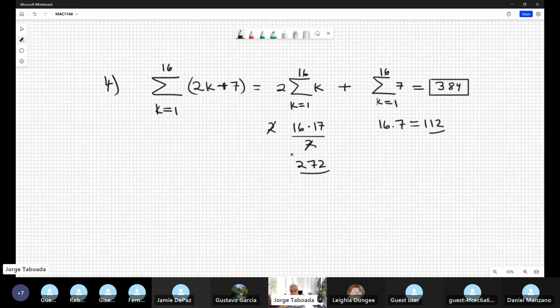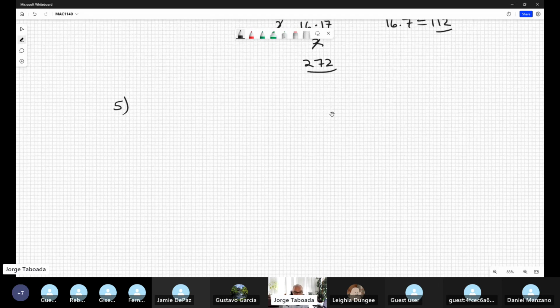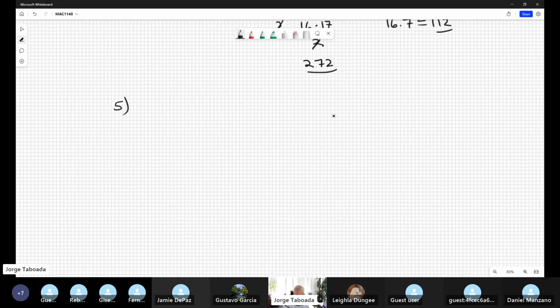In this case, it's easy. And it's easy because the lower bound is 1. And we can apply directly the formula. When the lower bound is not 1, this is more complicated. Let's see question 5. In question 5, we have summation from k equal 3 to 5 of k squared minus 10.